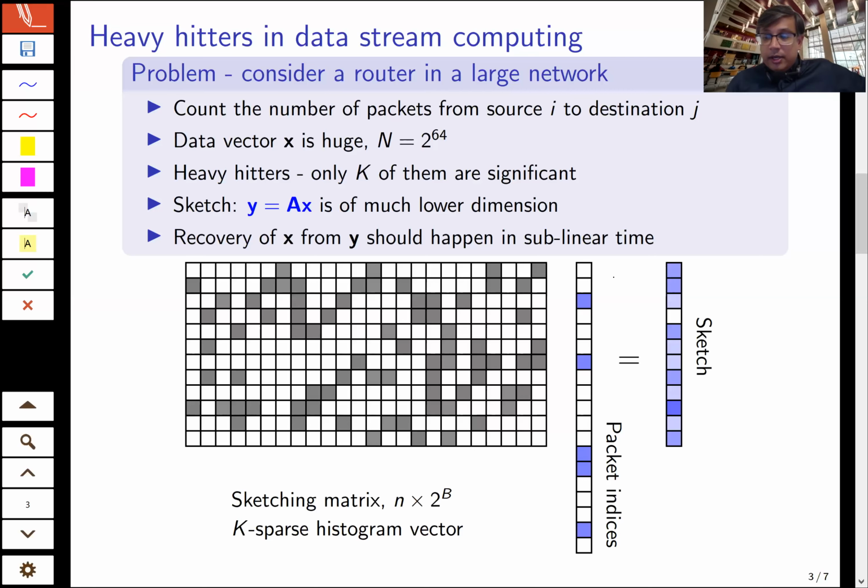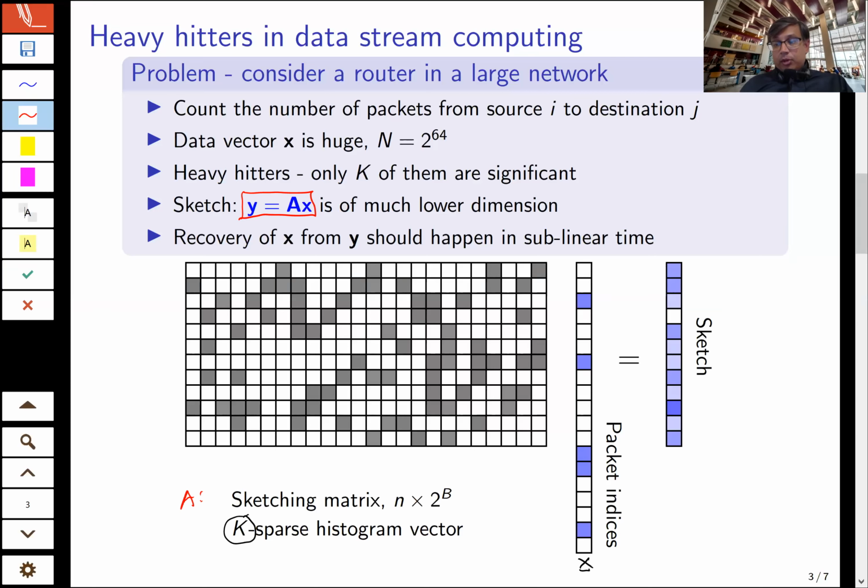So the idea in heavy hitters is to store a sketch instead of storing the histogram completely. So in other words, if you think of X as a vector which stores the histogram, what we know is that X is a k-sparse vector. So instead of storing X directly, what we try to do is we store a sketch of X given by Y, which is A times X, where A is a sensing matrix and A is of size N by 2 to the B. Obviously, N is much, much smaller than 2 to the B, right?